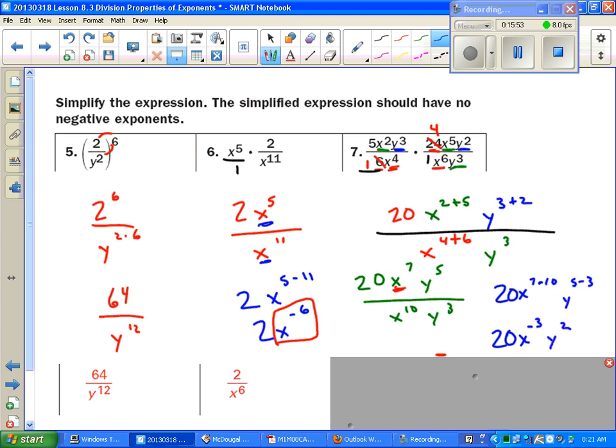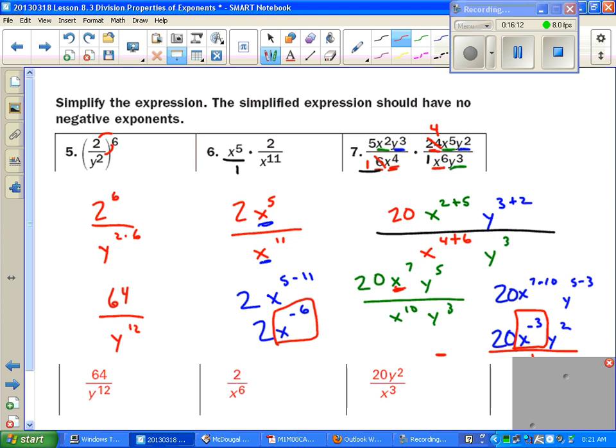Notice the only thing that is a negative exponent here is x to the negative 3rd. That's the only thing that rides the elevator. It's at the top of the fraction since there is no fraction present. Remember, everything's over 1. It's going to ride the elevator down. 20 is still at the top. Y squared is still at the top. And x to the negative 3rd becomes x to the positive 3rd. So 20 is still at the top. Y squared is still at the top. X to the 3rd goes to the bottom.